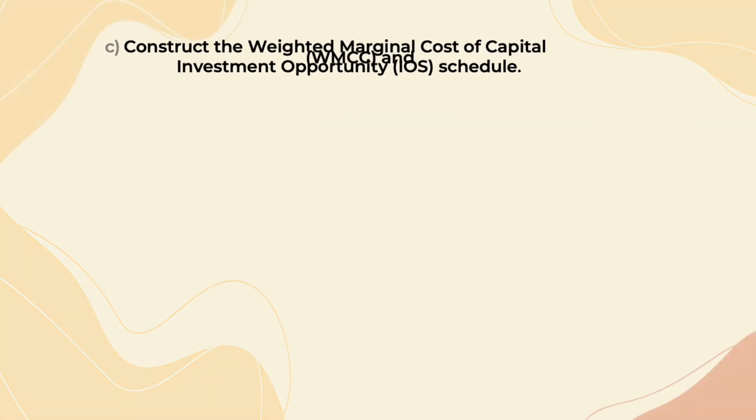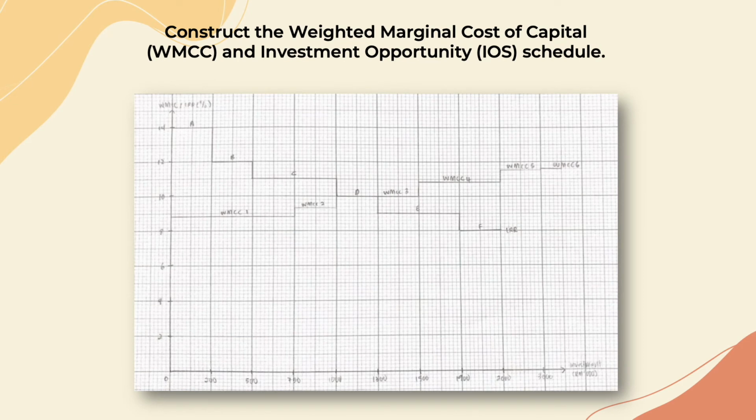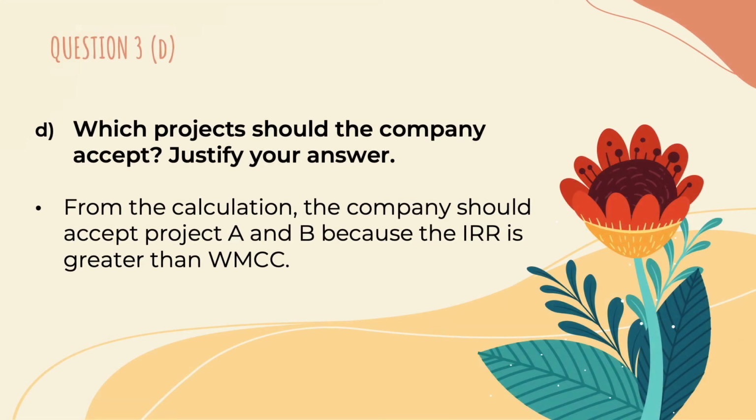Based on the graph or schedule, the IRR is getting lower and the WMCC is getting higher. D. Which projects should the company accept? For the company to choose, we need to look at the IRR higher than the WMCC from the schedule. The projects with higher IRR than WMCC are A and B. So we choose projects A and B because the IRR is greater than the WMCC.